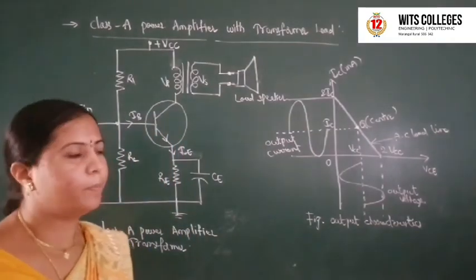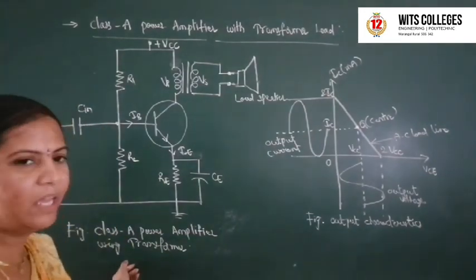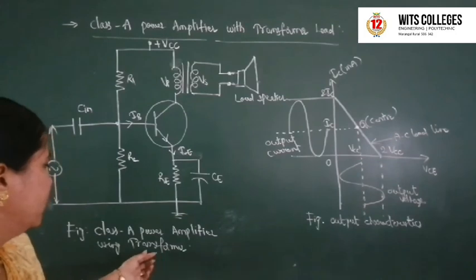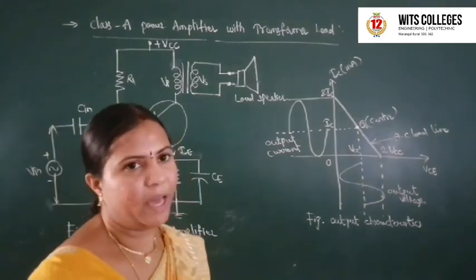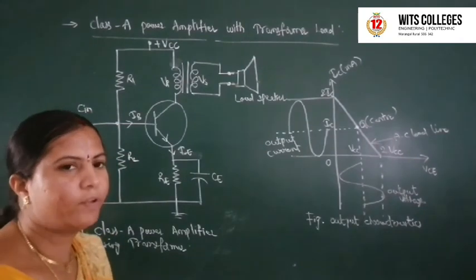Coming to the next topic, class A power amplifier with transformer load. So this is the circuit diagram of the class A power amplifier with transformer load, and this is the output characteristics. So why do we have to use the transformer load? Why don't we use the resistive load?